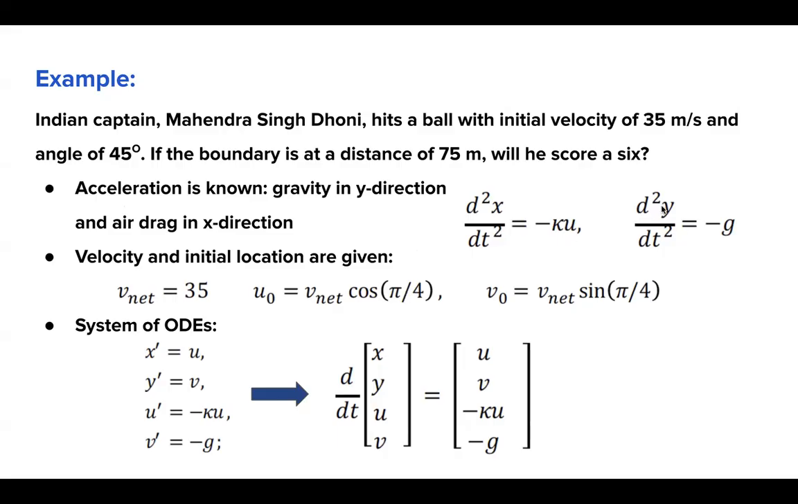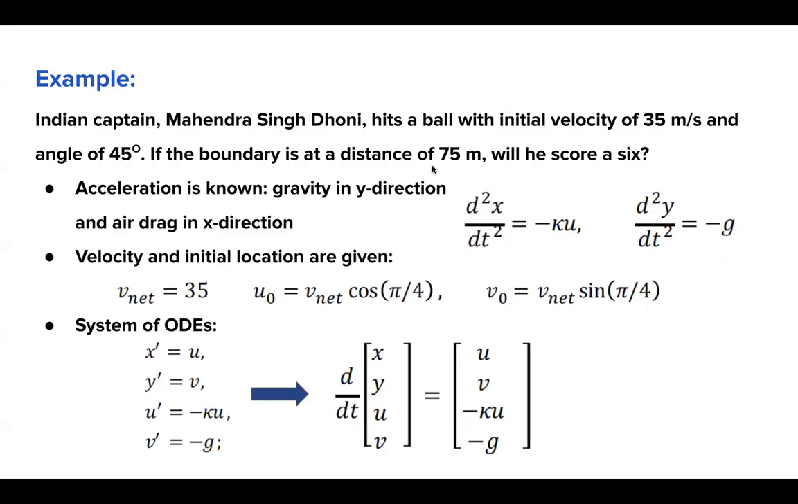Next is the acceleration due to gravity, d squared y by dt squared. This happens in the vertical direction, and that is minus g. So the initial condition is 35 meters per second. The initial velocity in the x direction is v net cos pi by 4, that is 35 cos pi by 4. And along the y direction, the initial velocity is v net sin pi by 4, that is 35 sin pi by 4.